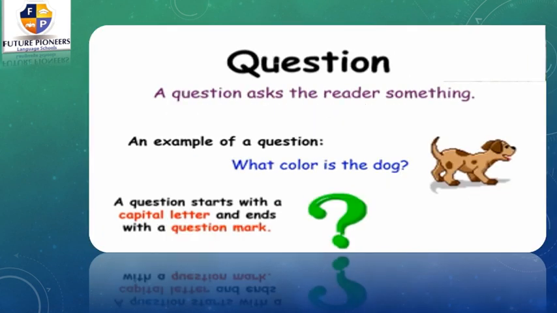So, what about the questions? A question asks the reader something. Let's see the example. What color is the dog? We are waiting for an answer. So, the question starts with a capital letter and it ends with a question mark. Look here, the W in what is capital, and we have a question mark at the end because this is a question. We are waiting for an answer like the dog is brown or the dog is whatever color. So, this is a question.